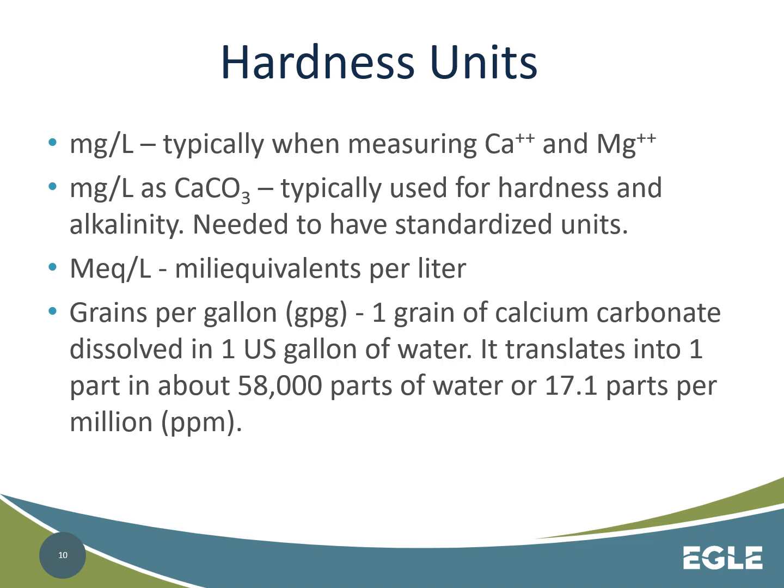Milliequivalents per liter is another form of common unit that can be used, but we aren't going to talk about it here. Grains per gallon is also a common unit that you usually see in residential softening applications. Today, we will be sticking to milligrams per liter and milligrams per liter as calcium carbonate.